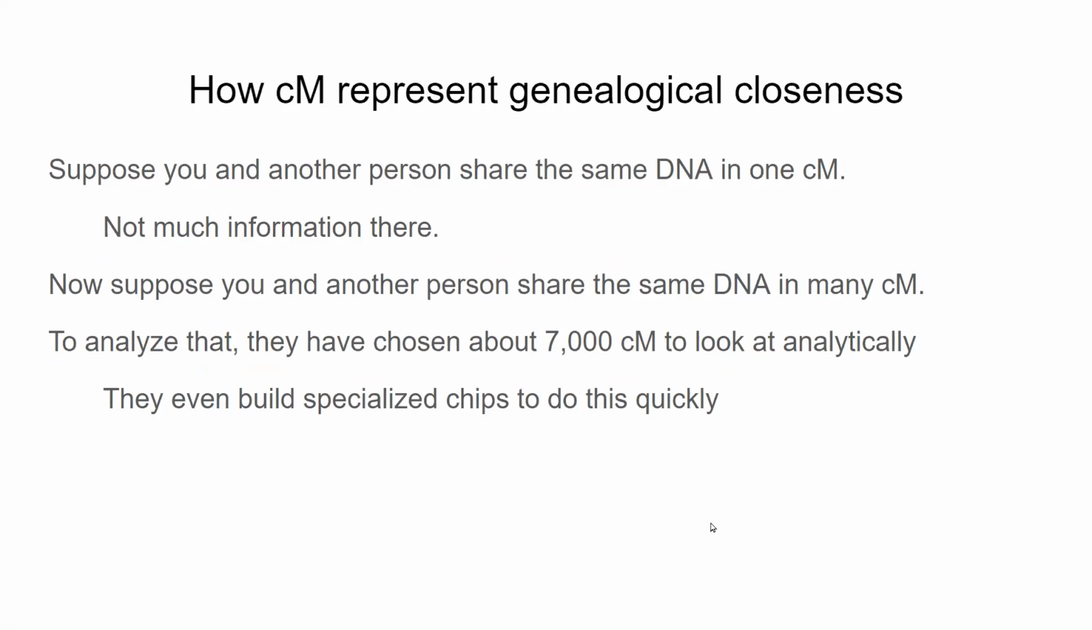But now suppose you match another person in many centimorgans. In that first analysis we were doing, I matched at 433, I think it was, centimorgans. That's a lot. When they take a sample from you and put it in a laboratory, they have a specialized chip, like an integrated circuit chip, that does this analysis for all 7,000 of these at one time. Click, they've got it. That's how they're able to sell these and make money, and they make a lot of money.